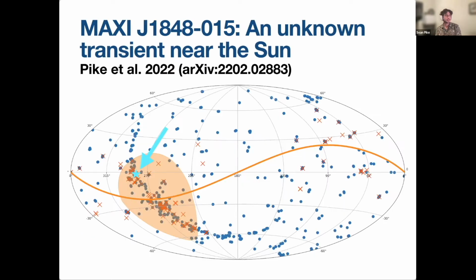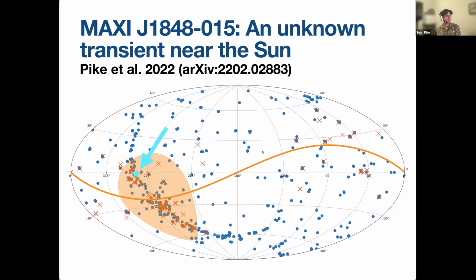So to demonstrate what we can do with mode 6 data and show that there are really few limitations, I want to talk about MAXI J1848-015. This was an unknown transient that popped off near the sun at the end of 2020. And actually it went into outburst right when the sun was at its closest to the galactic center.